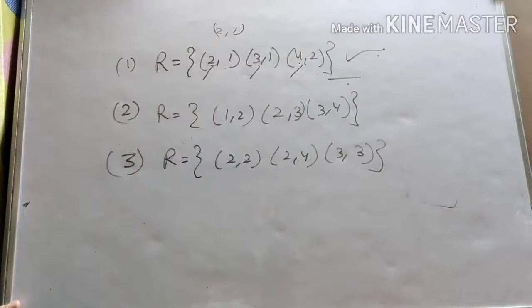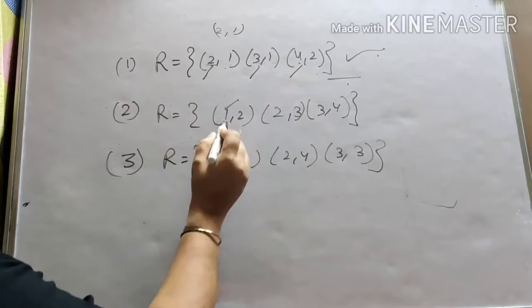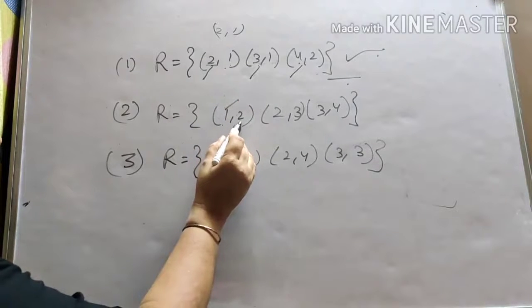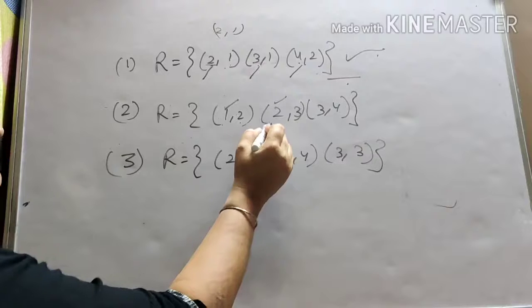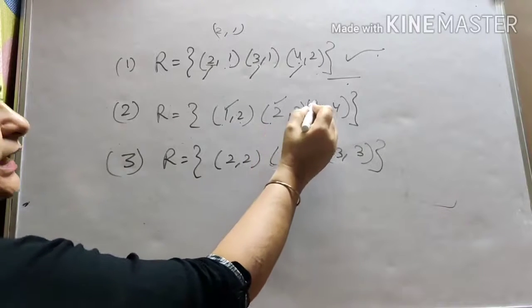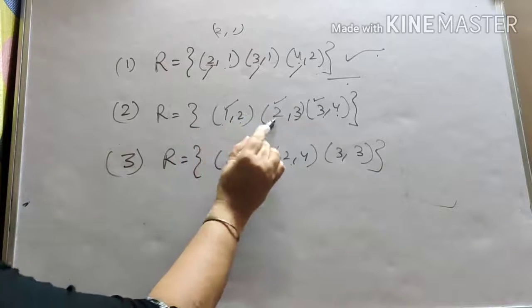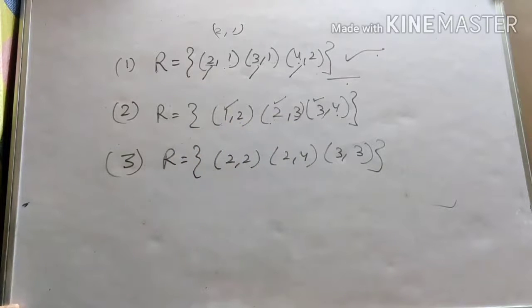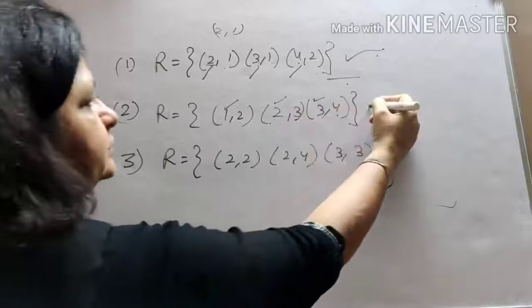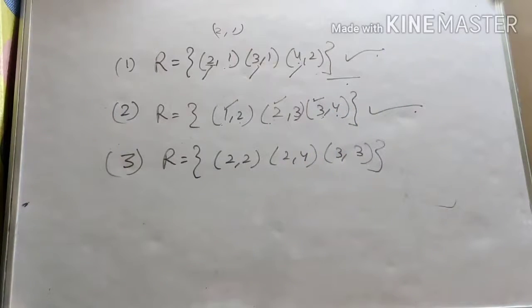Now, the second one. Again, element 1 has only one image, that is 2. Element 2 has only one image, that is 3. Element 3 has only one image, that is 4. It means every element of X has a unique image in Y. Therefore, this relation is also a function.